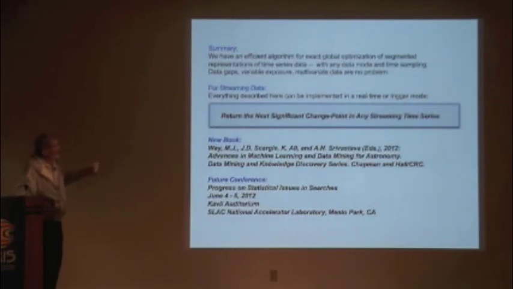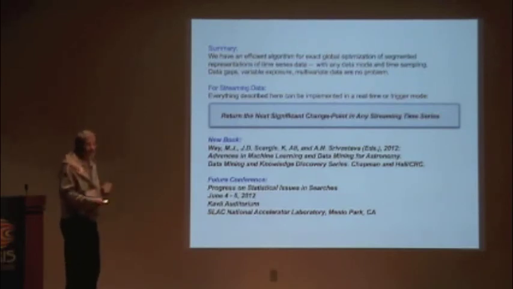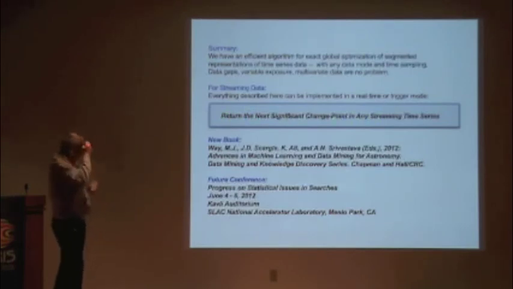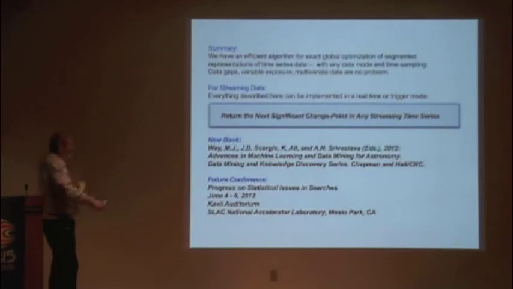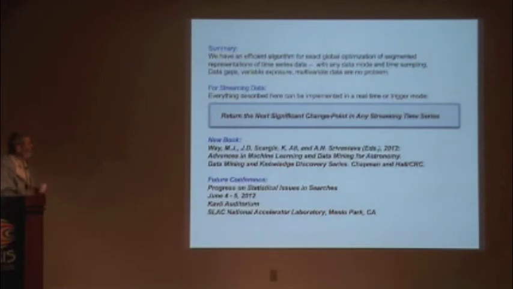If you understood that cartoon and the MATLAB code, there's just a very simple test at each step in the iteration, which says, have I found a new change point in the data? Have I returned the next significant change point? The algorithm can return, and therefore, in real time, find a transient in the signal.